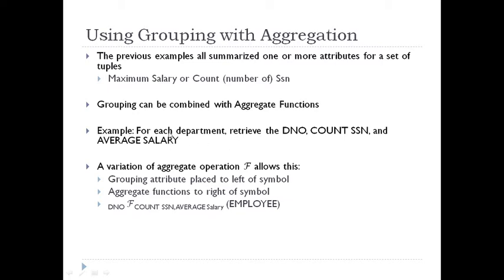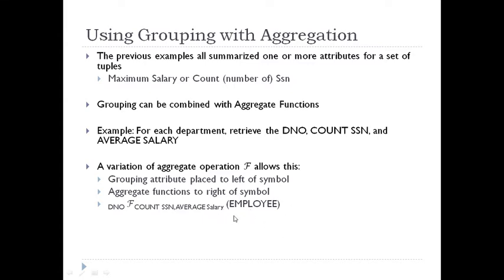If they give for each department, then that means you need to apply the grouping. So specify the grouping attribute at the left hand side, and then what we have to find out? We have to count the number of employees. So count SSN, because SSN is a unique value. It will give you how many employees are there. So count SSN and average salary. So apply average function on salary attribute.